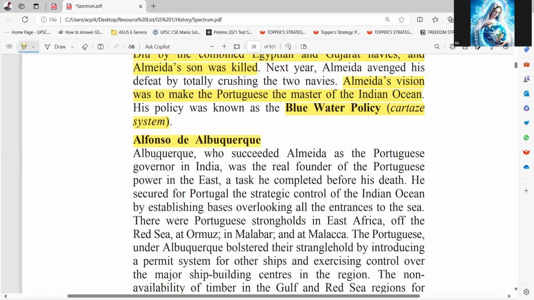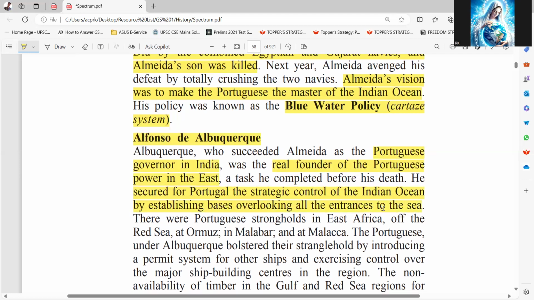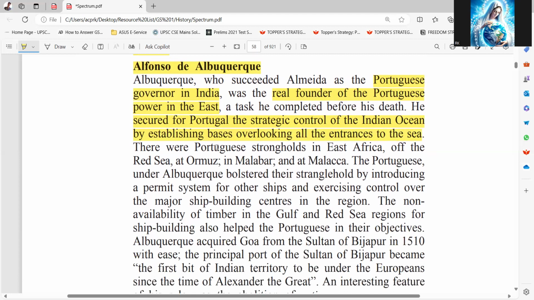Albuquerque, who succeeded Almeida as the Portuguese governor in India, was the real founder of Portuguese power in the East, a task he completed before his death. So, who was the real founder of Portuguese power in the East? It was Alfonso de Albuquerque. He secured for Portugal the strategic control of the Indian Ocean by establishing bases overlooking all the entrances to the sea. There were Portuguese strongholds in East Africa, at the Red Sea, at Ormuz, in Malabar, and at Malacca.